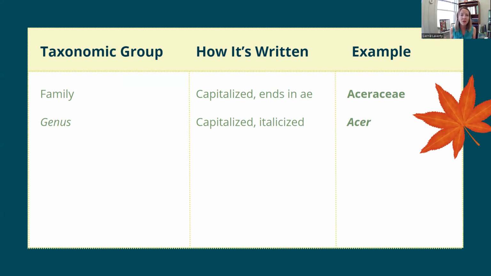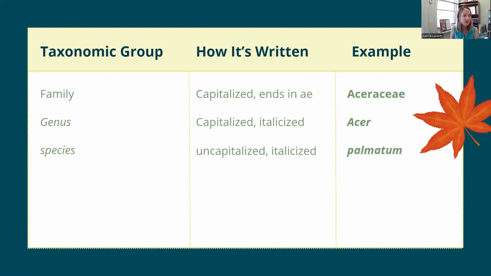The binomial nomenclature system, which just refers to this genus and species, is used worldwide to talk about plants. So you can label things in really any language, and it's always going to be the same. It's always going to have that Acer genus, which is pretty cool that we've come up with this.